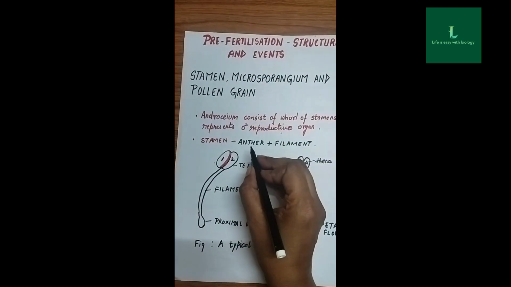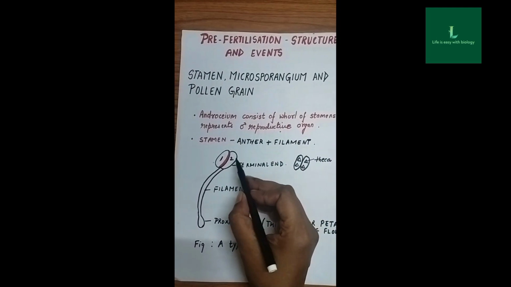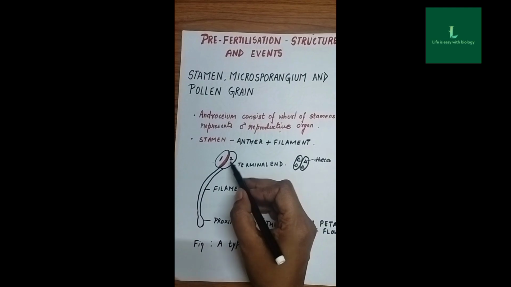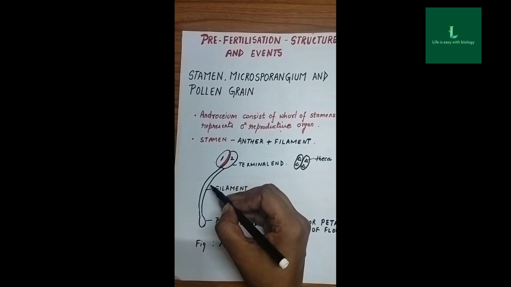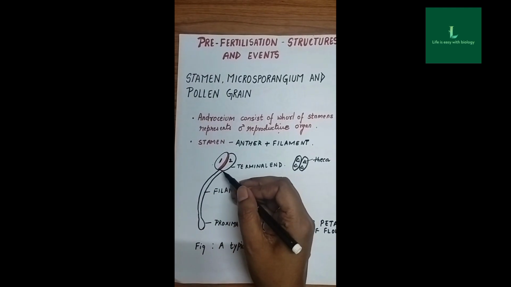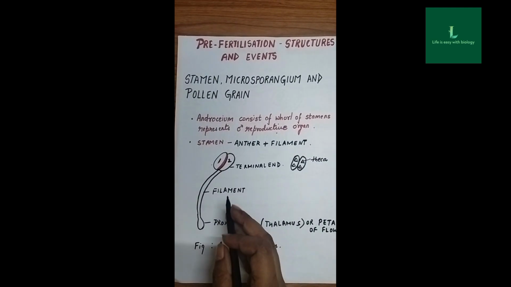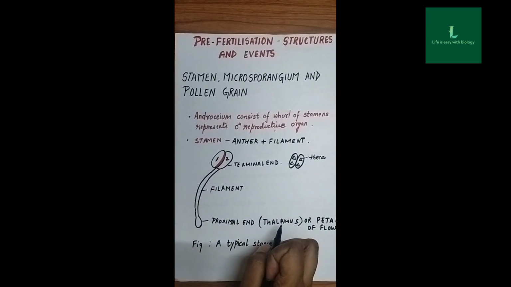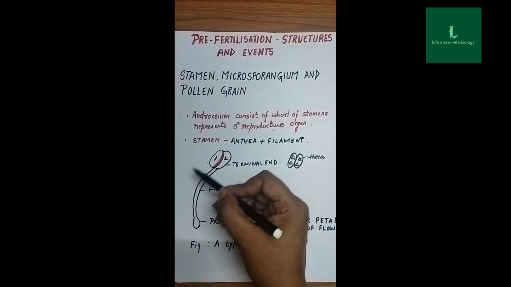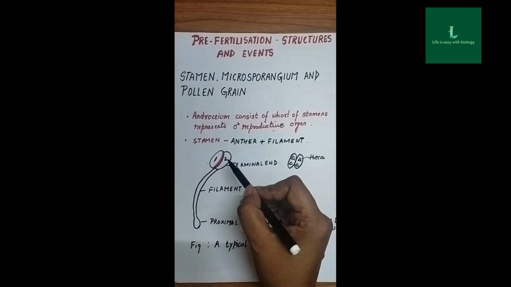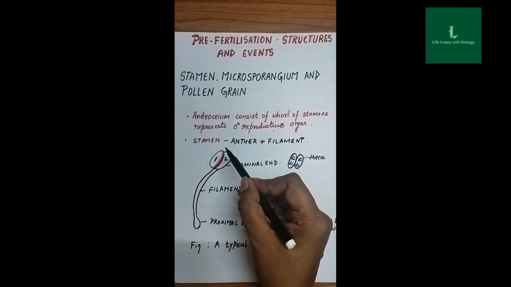And this stamen is composed of anther and filament. The anther is present at the terminal end of the filament. Filament is the long stalk-like structure. See here, you can see a long slender stalk-like structure. And the proximal end of the filament is attached to the thalamus or petal of the flower. Fine. Now, in this stamen which is made up of filament and anther, this anther is the fertile part.